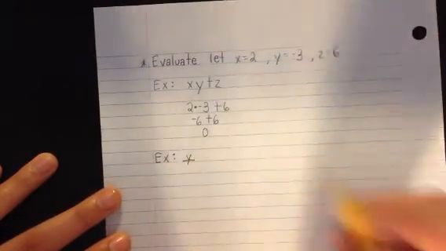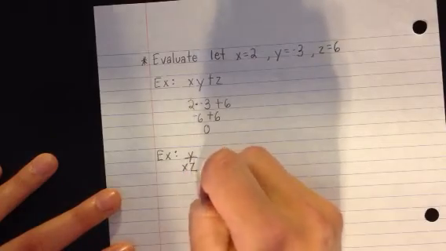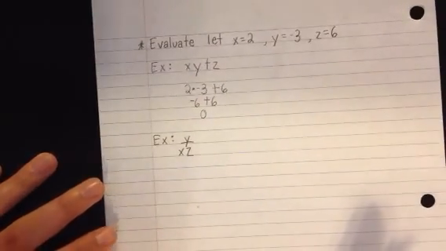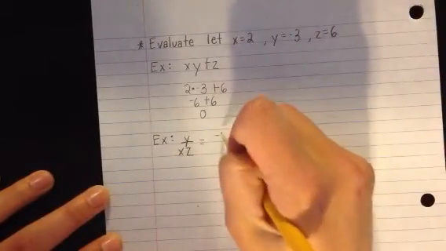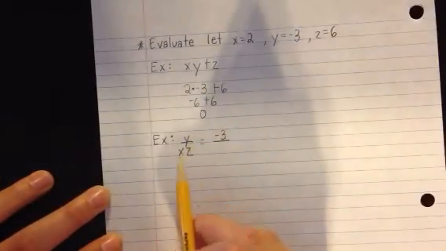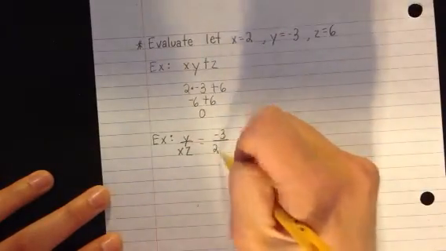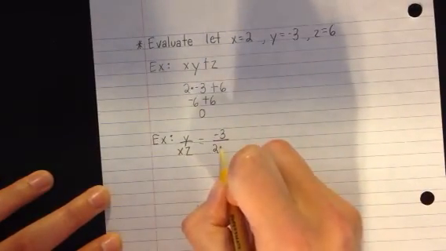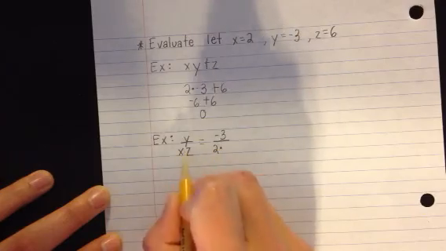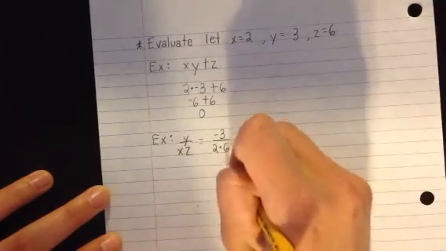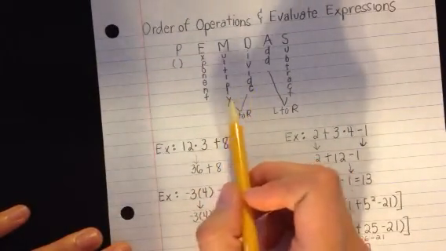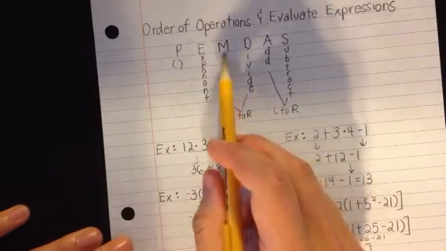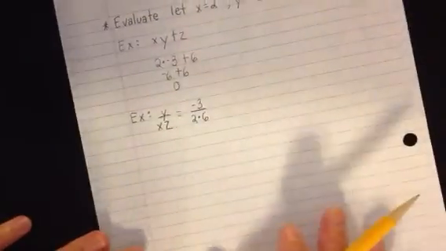We've got y divided by x times z. Okay, so y is negative 3, we're just plugging in, divided by x is 2. Z, remember that means when they're right next to each other, that means times, and z is 6. So I want you to flip back. Remember, if you have multiply and divide in one expression, you're going to read left to right. You're going to do multiply first before divide.